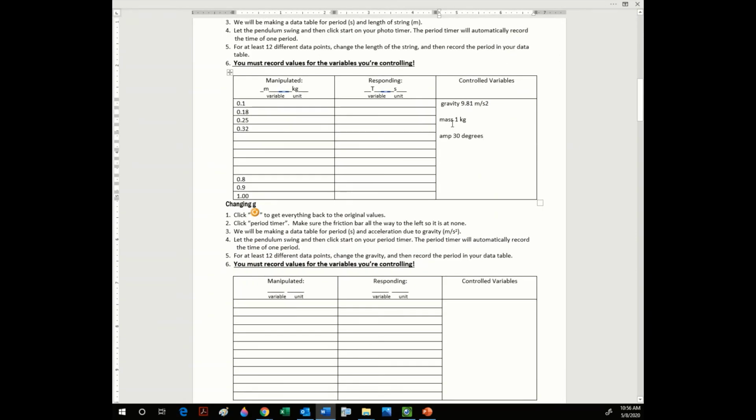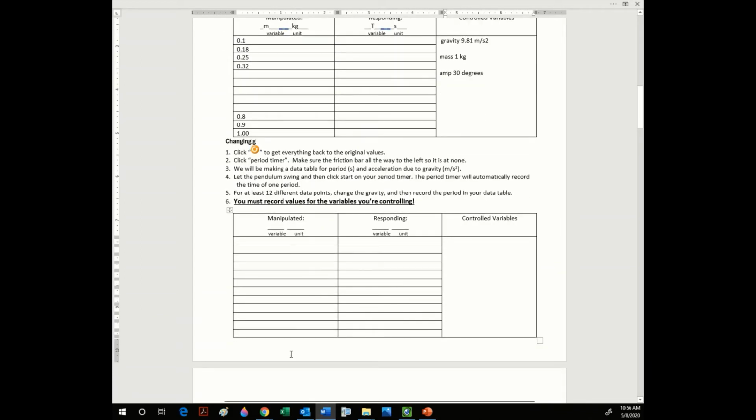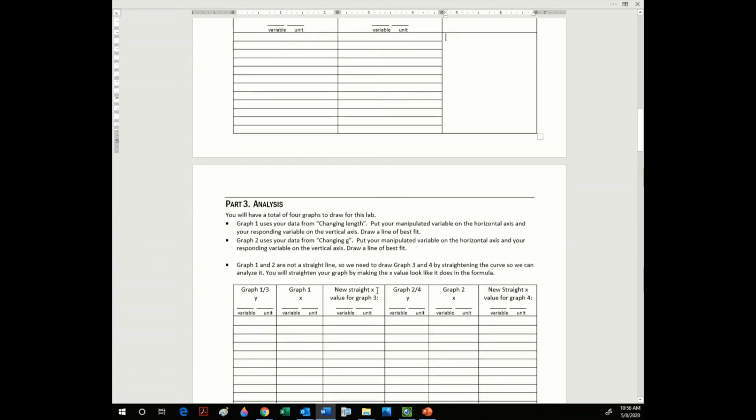And then you do the same thing for gravity. So you want to control your mass, you want to control your length, you want to control your amplitude, do all that, and we're going to change our gravity, and we're going to see how that affects our period, right? And you'll get all that data for that.